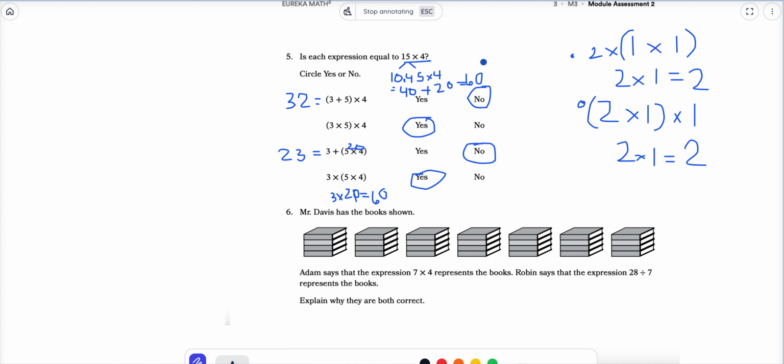Does that match up here? Yes, it does. Same here. 3 times 5 is 15. 15 times 4 is 60. They both equal 60. That's how you know they are correct. You see how I did that? Because I'm a good student. Because I'm going to take my time on the test tomorrow.